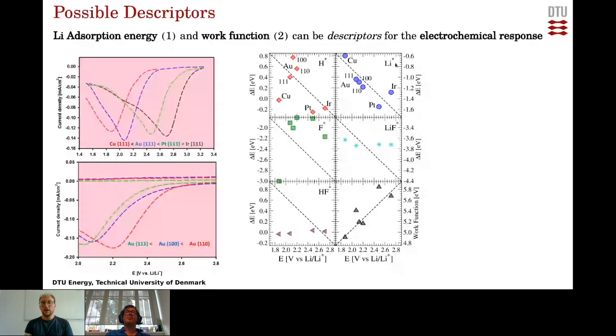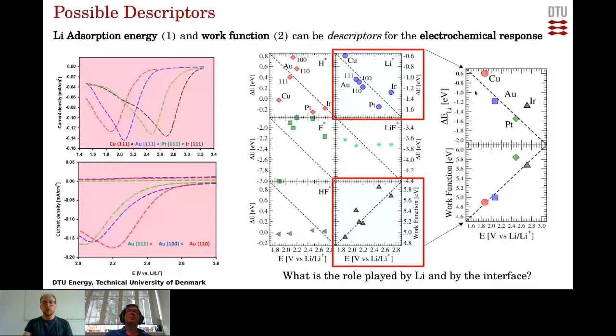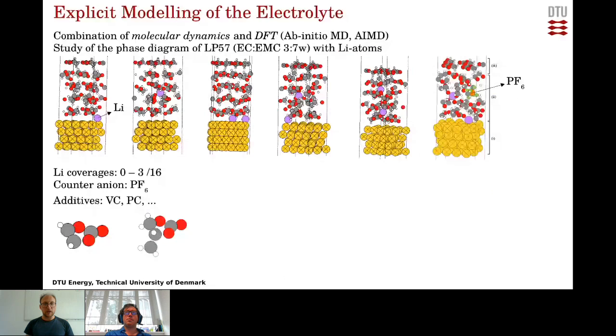So then, you can see that in more detail here, zoomed in. So what is the point? How can we understand why lithium is important? For that, we use molecular dynamics simulations and DFT. We use the so-called ab initio MD.